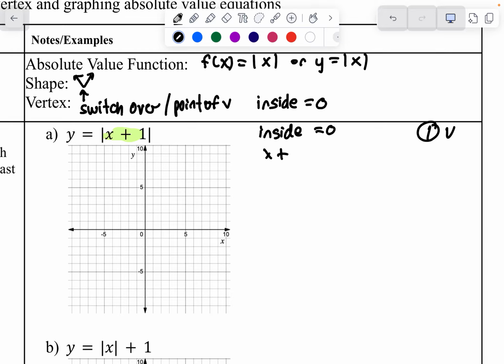In this case, it's a very simple, nice equation. Where does x plus 1 equal 0? If you solve that, you have to move the 1, right? So we subtract 1, and our answer is x equals negative 1. And then the second thing you need to do is make your table.